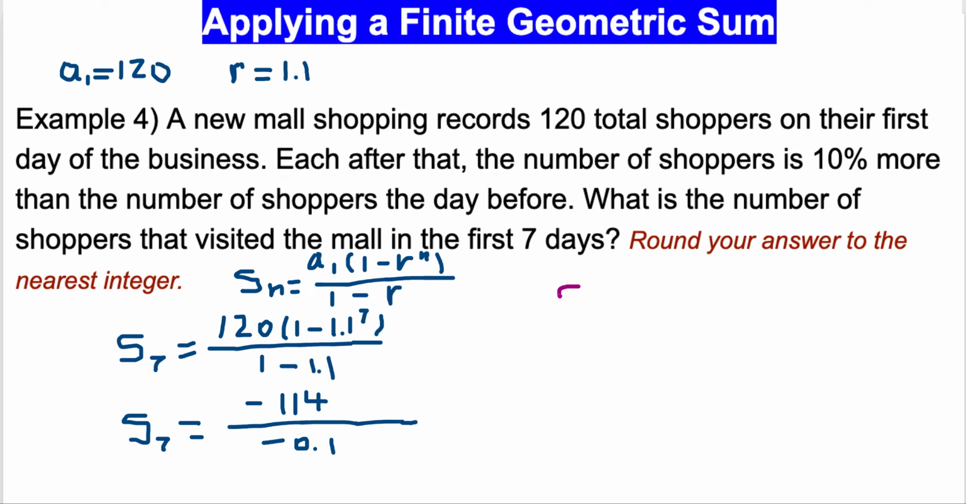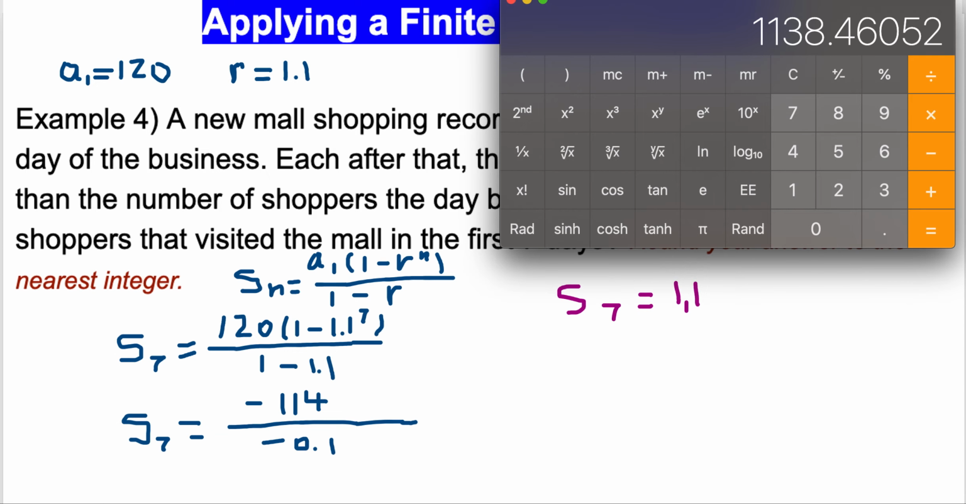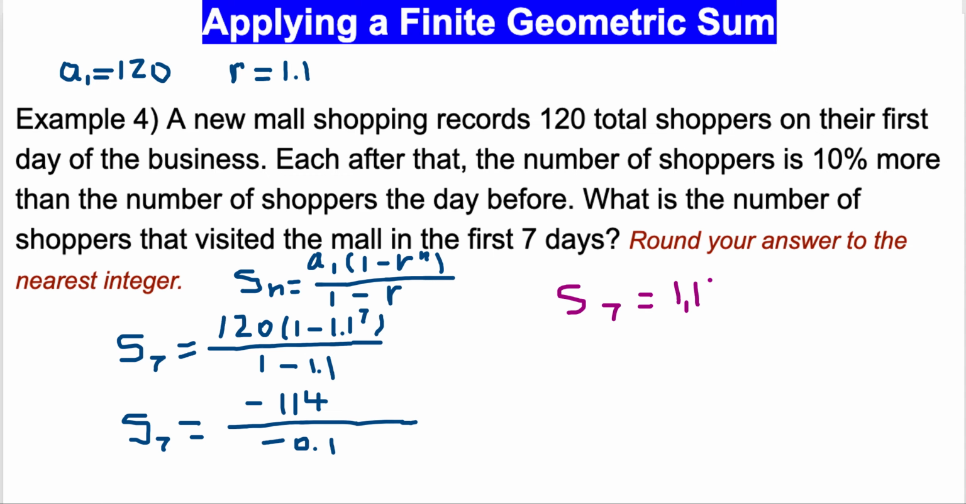So after the 7 days, 1,138 shoppers are going to visit the mall. So this is the final answer. For 7 days, if 120 total are visiting on the first day and every day is 10% more, they are going to visit the mall 1,138 shoppers in 7 days.